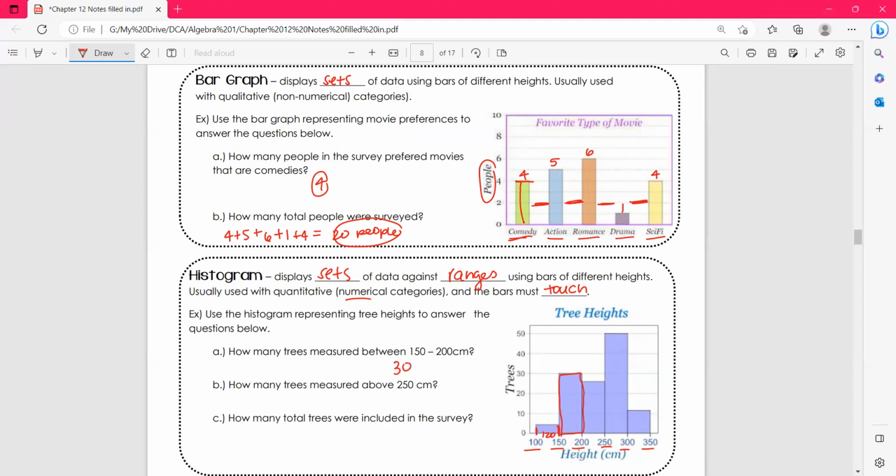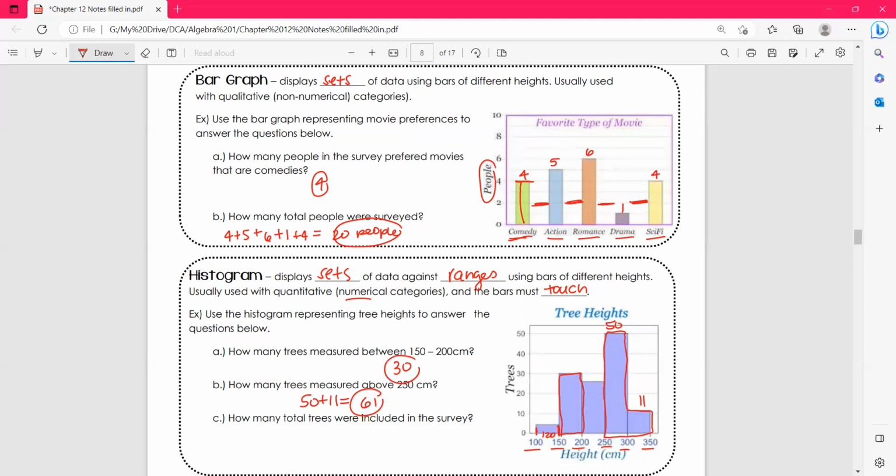How many trees measured above 250? Here's 250, and we want everything above it. We need these two bars. And so this is going to be 50, and this is going to be 11. Does it look like it's a little over? So I've got 50 plus 11 gives me 61 trees.